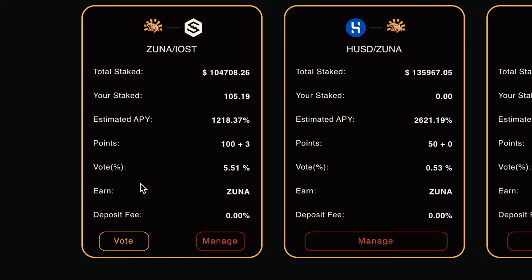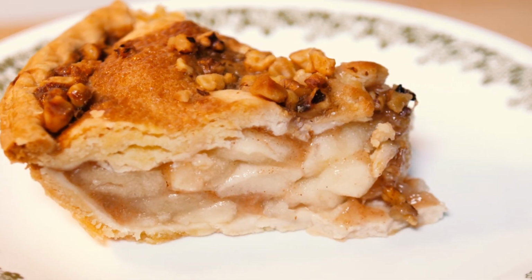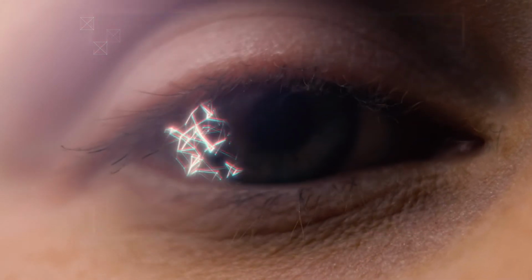So there we are. Like I said, I'm not gonna have a huge amount because I'm dealing with a very small amount of IOST and Zuna tokens, but this is actually a lot simpler than I thought it was gonna be. So staking is a little simpler, all right? If you were able to grasp the concept of yield farming, then staking is going to be a piece of pie. So all cryptos have a way of verifying transactions, usually in the form of some type of consensus mechanism.